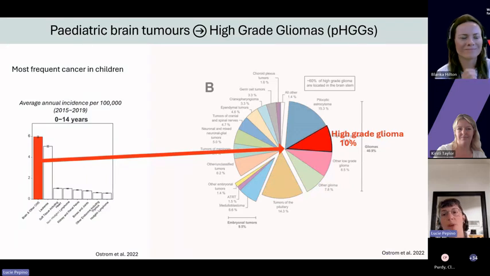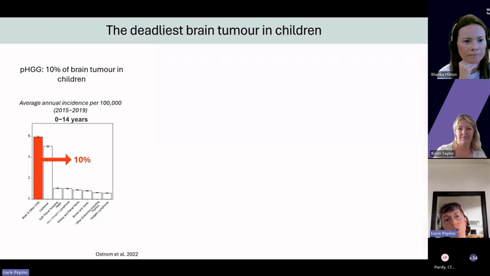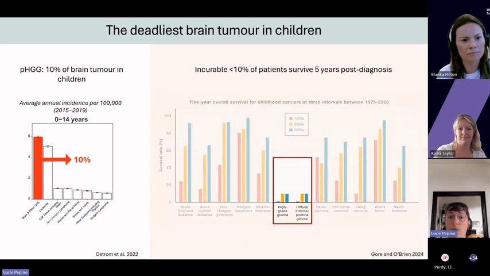So brain and central nervous system tumors are the most frequent cancer in children. And pediatric high-grade glioma, the subtype that we are focusing on in our lab, accounts for 10% of pediatric brain tumors. Although they are rare tumors in children, they're causing more death than any other childhood malignancy, where only 10% of the patients survive 5 years post-diagnosis.